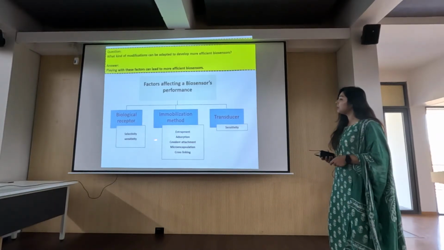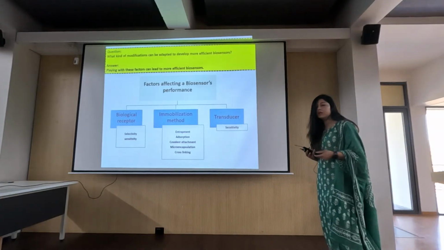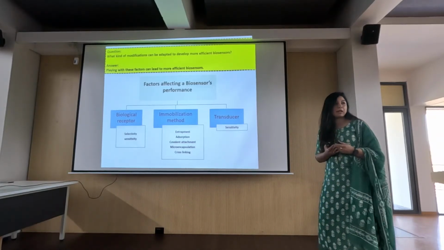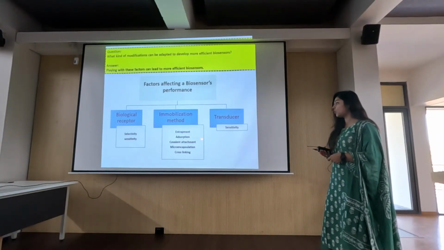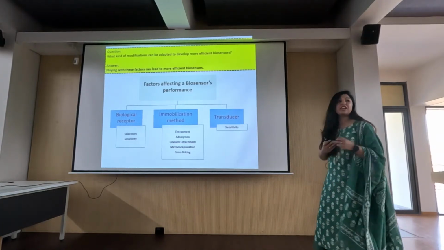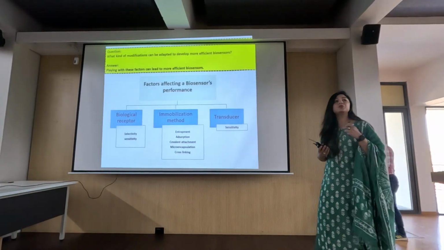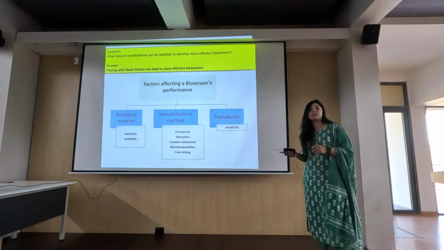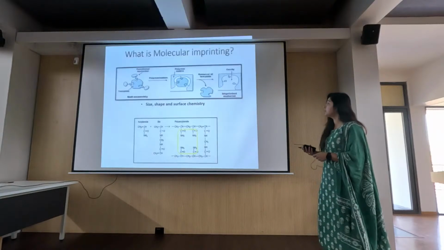These factors are improvement in the biological receptor. So it may affect sensitivity, selectivity, or it may improve both, right? Then the immobilization method, when we are supposed to immobilize a particular receptor, right? So that can be entrapment, adsorption, covalent attachment, microencapsulation, and cross-linking. Now coming to the transducer, if we change the transducer, it may also affect the sensitivity. Suppose we are using electrochemical and then we switch to optical, then there will be a chance that we may lose the sensitivity of the sensor. Right? So these are the factors we can play with.